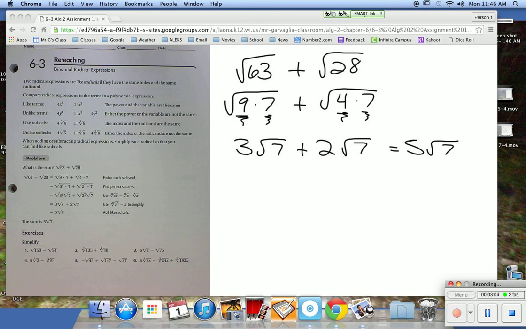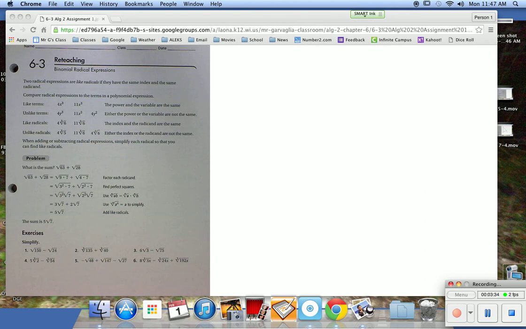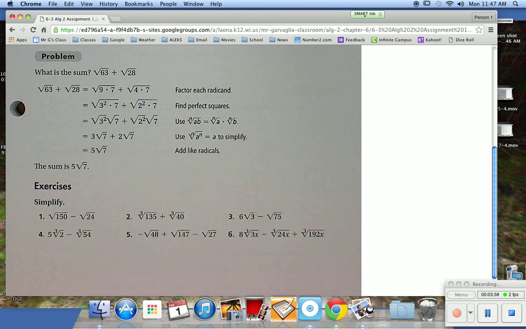Here's the big part: knowing what you have to factor out. In this case the 7s are what we notice. If we look at 63 and 28, we should be able to see that they're both multiples of 7, so you can factor 7 out of both of them. All right? Let's take a look at one of the problems here.